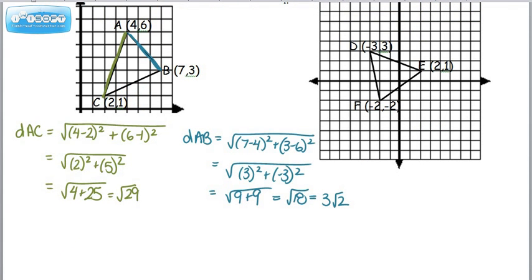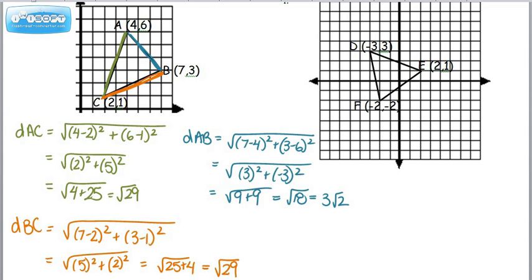Once you have checked your answer for the distance between A and B, go ahead and find the distance between the vertices B and C. Again, pause the video. We can see that the distance between vertices B and C is the square root of 29. Since it was the same distance for the length between the vertices A and C and between B and C, we know that this triangle must be an isosceles triangle.